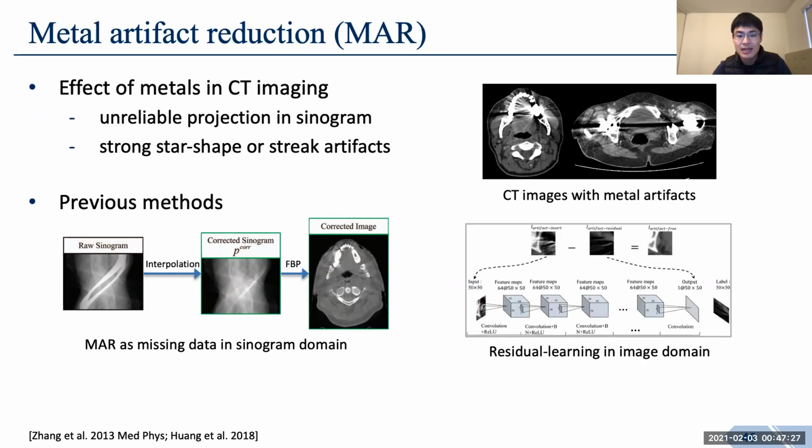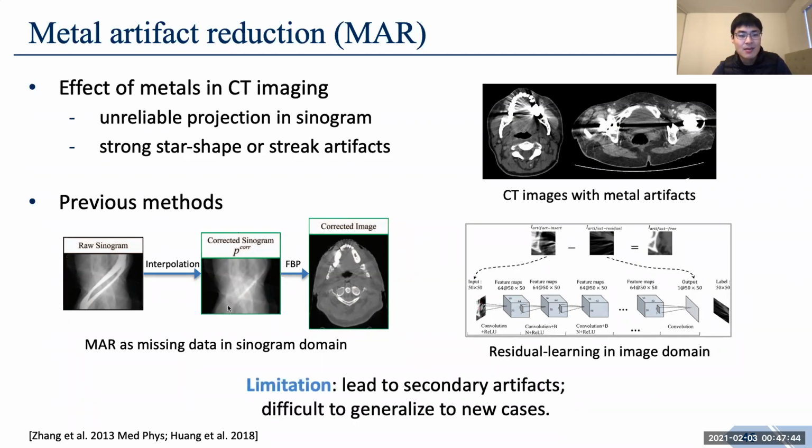And recently, there are some deep learning-based methods, but these methods directly regard it as an image post-processing problem. They take the metal artifact image as input and directly regress the metal-free image.